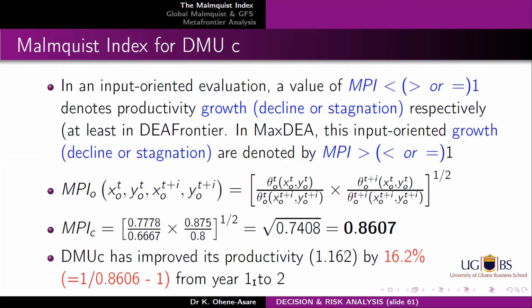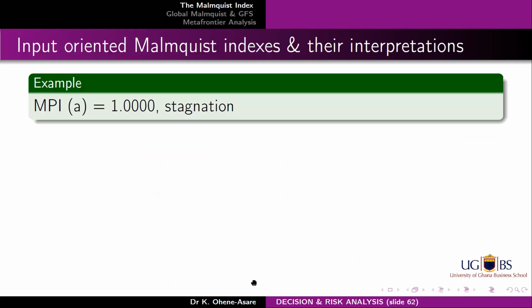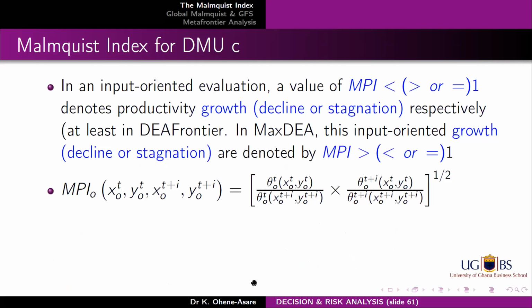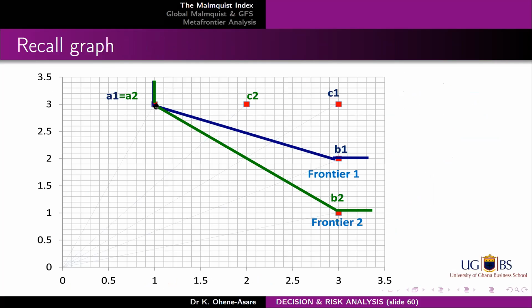Firm C, DMU C. So using this principle, you can calculate the Malmquist for the others. If you go and check the Malmquist productivity change for DMU A, it was 1. There's no question about that because you can see A didn't move. It was efficient in year 1 because it was on the frontier. It was also efficient in year 2 because it's also on the green frontier, but it has not progressed.